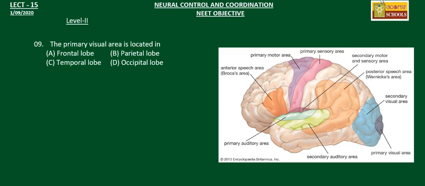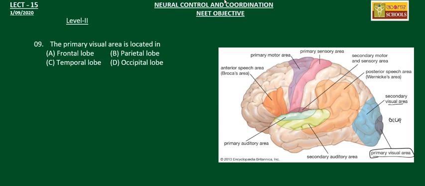The next question: the primary visual area is located in. We know that the brain is divided into four regions: the frontal, parietal, occipital, and temporal lobes. In this picture on the right side, I'm showing you the different areas of a brain. Here you can see the primary visual area, surrounded by the secondary visual area, and this is a part of the occipital lobe.